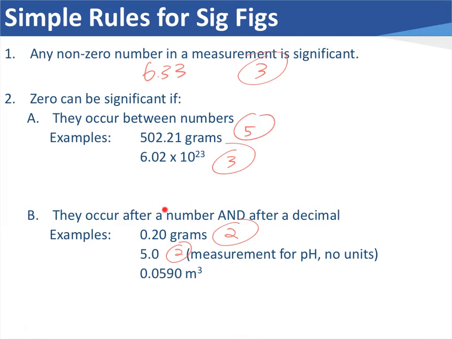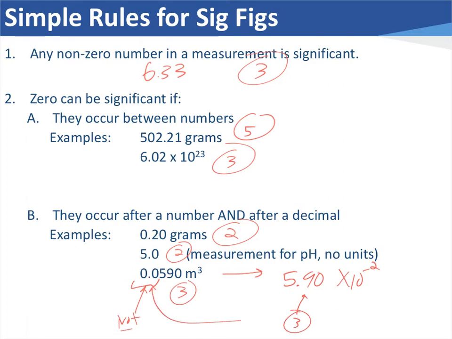0.0590, this 0 is after a number, and by after a number I mean after a non-zero number. It's after a number after the decimal, and so this has 3 significant figures. These zeros are not significant, and they're not significant because they are simply placeholders. So if I rewrote this as scientific notation, 5.90 times 10 to the negative second, this still has 3 significant figures, and the zeros that were in place here aren't even part of the way I write this number as a scientific notation, so that makes it even more clear that it's only 3 significant figures.